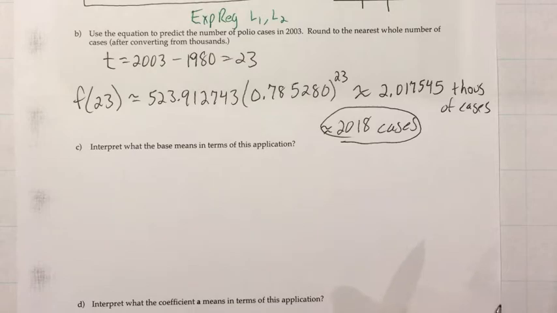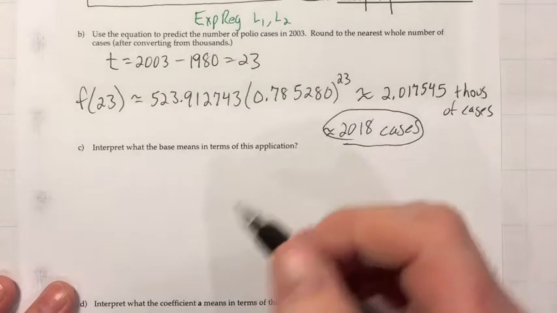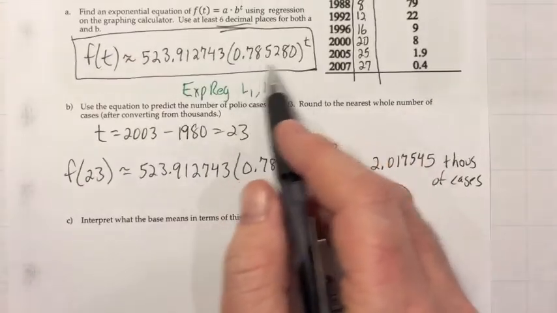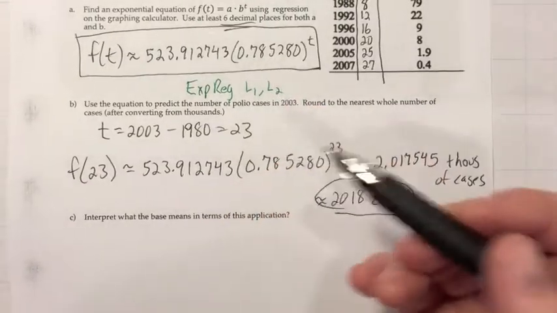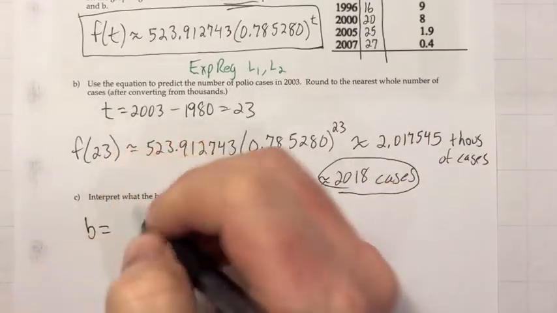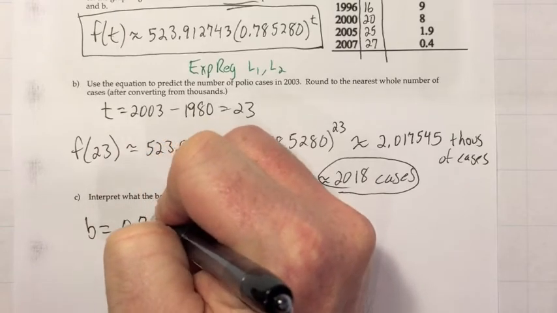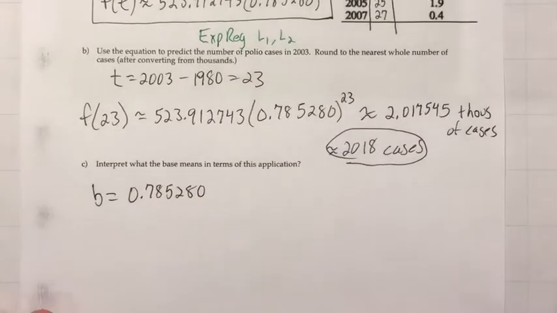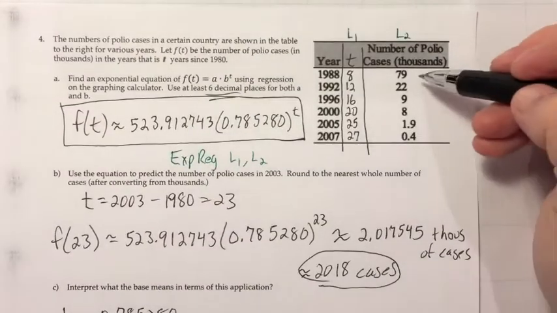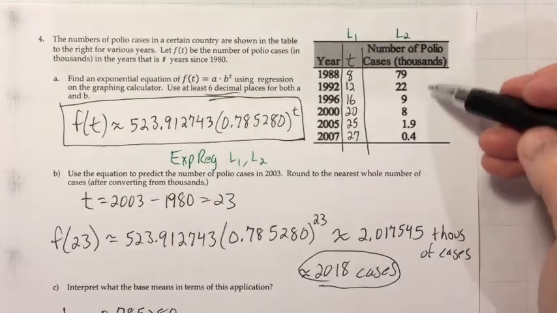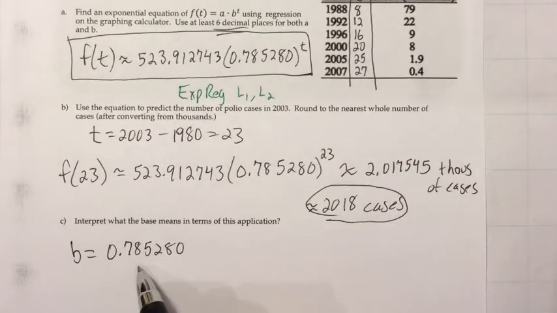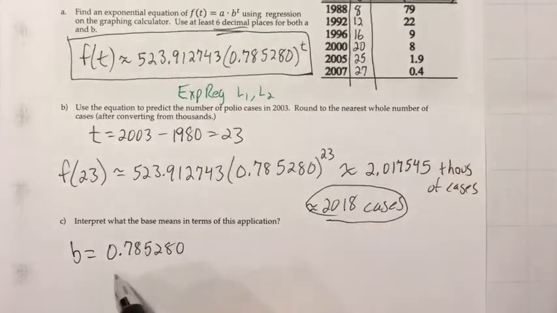Interpret what the base means in terms of the application. So first of all, the base is the part that has the exponent on it. I guess looking up at the function would be better than here, but same number. So the base is this 0.785280. So as we mentioned earlier, the number of cases has been decreasing, which is good. Polio is a bad thing. We're getting less of it in this country. And that decay in the number of cases is reflected by a base that's smaller than 1.